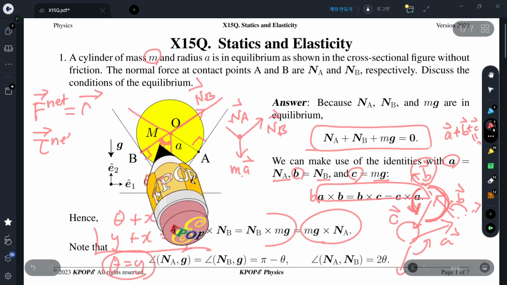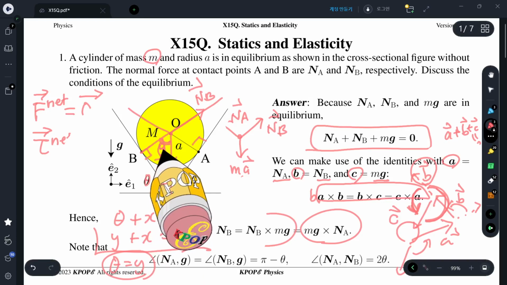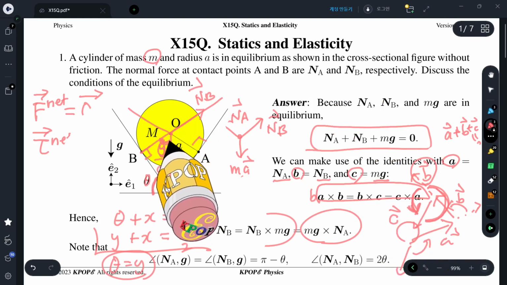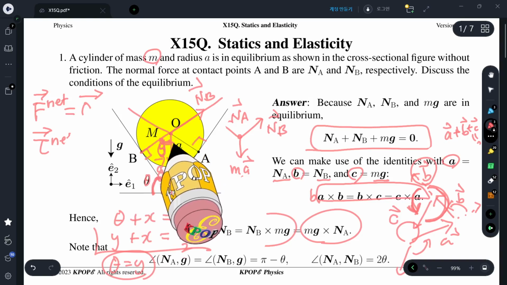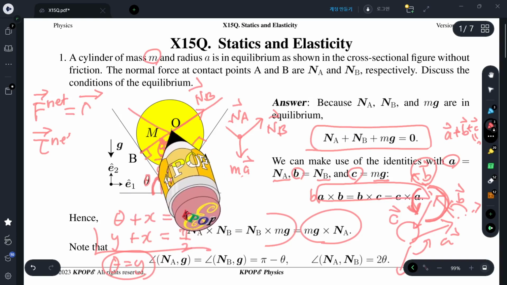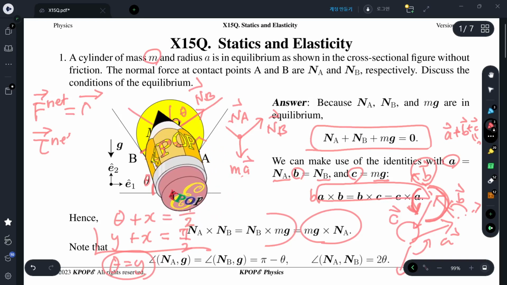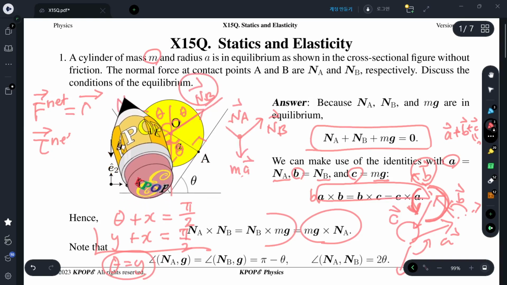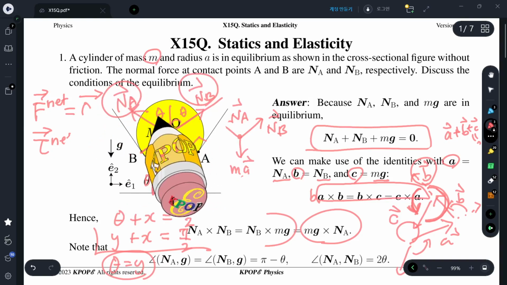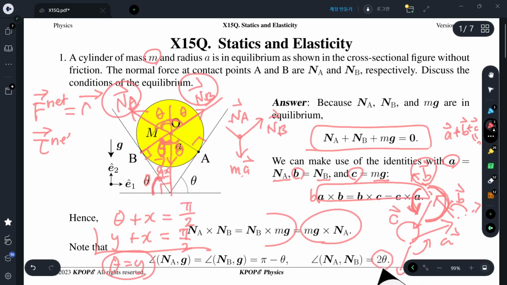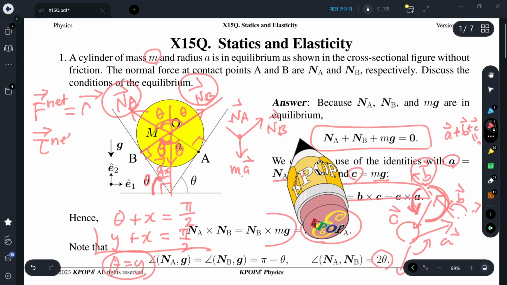Okay, we are ready to solve this problem. Because this angle is theta and there is a symmetry, this angle is also theta. And again, theta, theta. So as a result, the angle between NA and NB is 2 theta. Okay? All set. We are ready to solve the problem now.